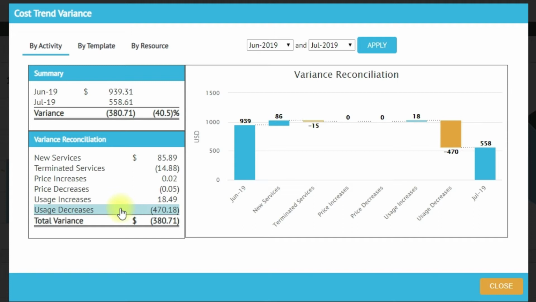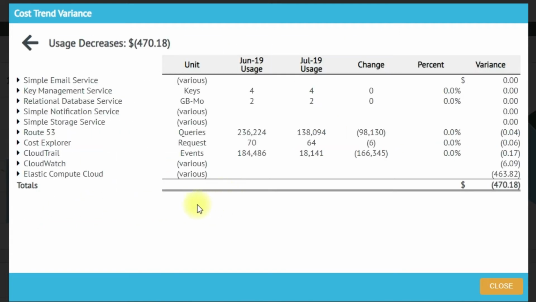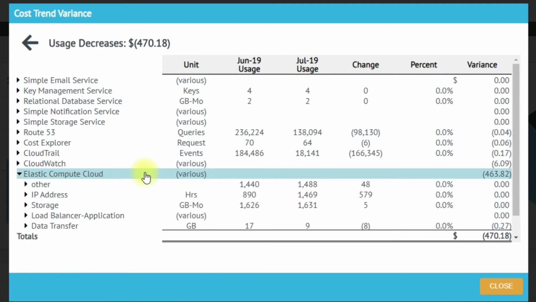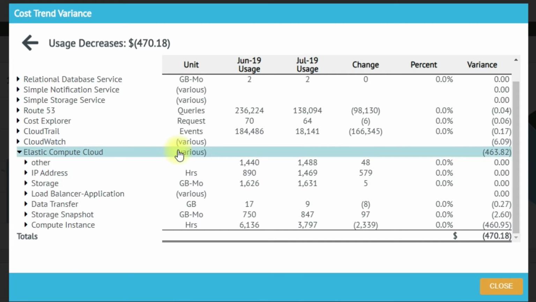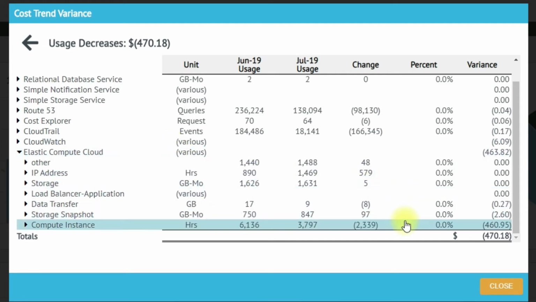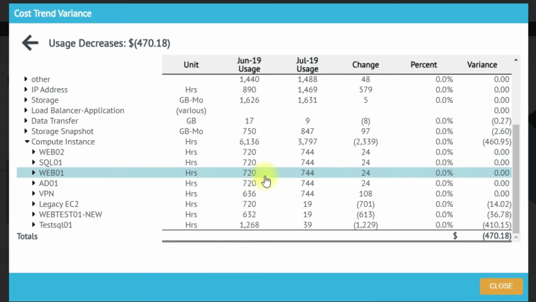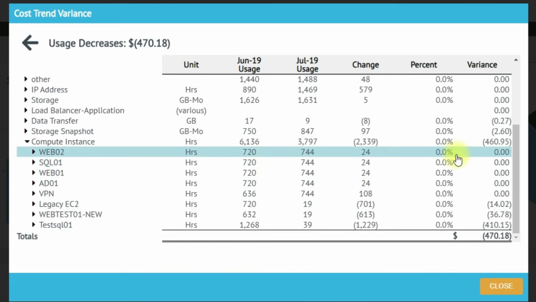So we need to understand what specifically was causing this usage decrease. We can simply click into it, and now we can start to dig into the details. And here's a list of all of the services, and we can tell that, okay, of this $470, almost all of it was attributable to EC2. So we can continue to peel the onion and dig down into the details, and we can look at the actual subcomponents within EC2. And when we do that, we can see that the vast majority of that amount was tied up in compute instances. So let's just keep digging down into the details, and now we're down to the resource level.